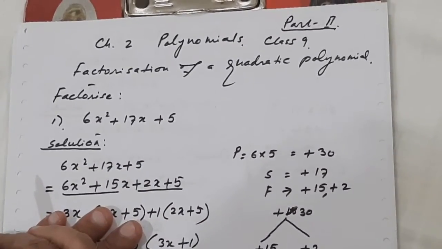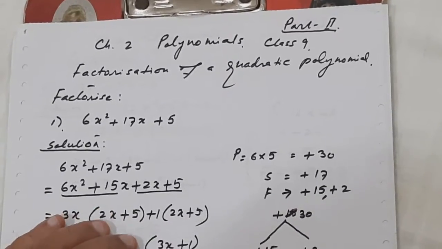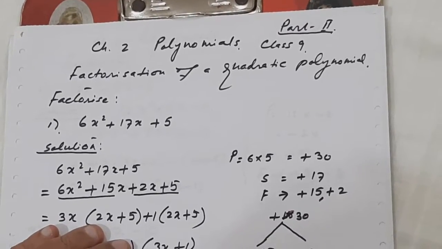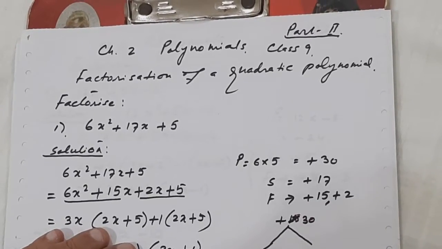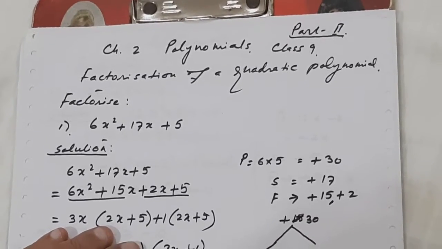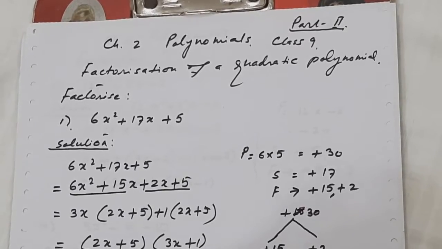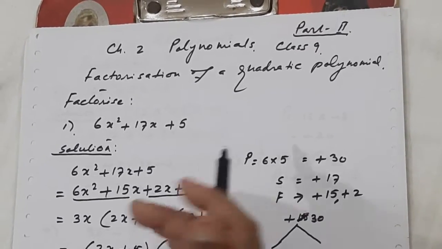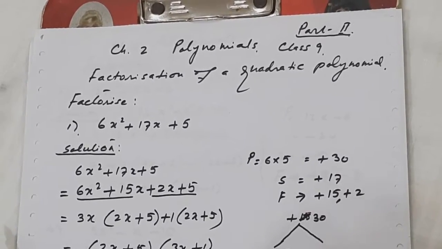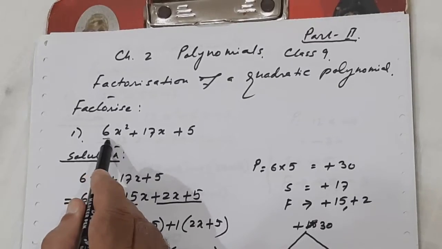Welcome to this video. We are continuing the topic factorization of quadratic polynomial. This is part 2. In the earlier video I showed you how to factorize by splitting the middle term. Now again I am continuing the splitting the middle term method, and in these examples I have taken the value of a.